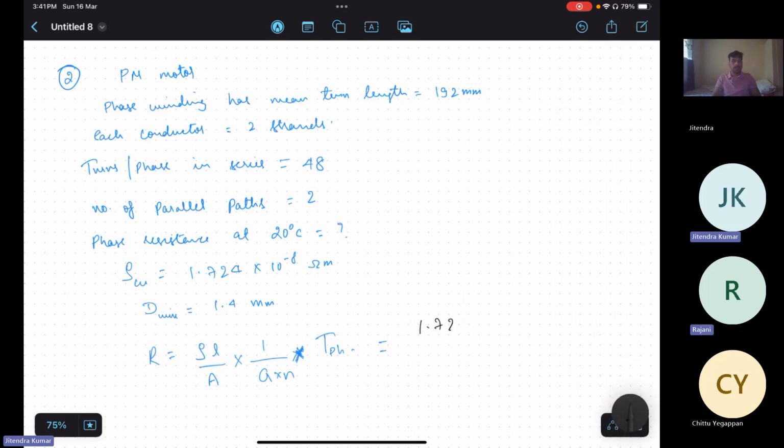Sir, what is the need of turns per phase here? Because already phase winding mean turn length we already know. Mean turn length here means one turn. How do you calculate mean turn? One turn completed, that length. Here 192 is one turn length, so here 48 turns. Okay, sir. Got it.